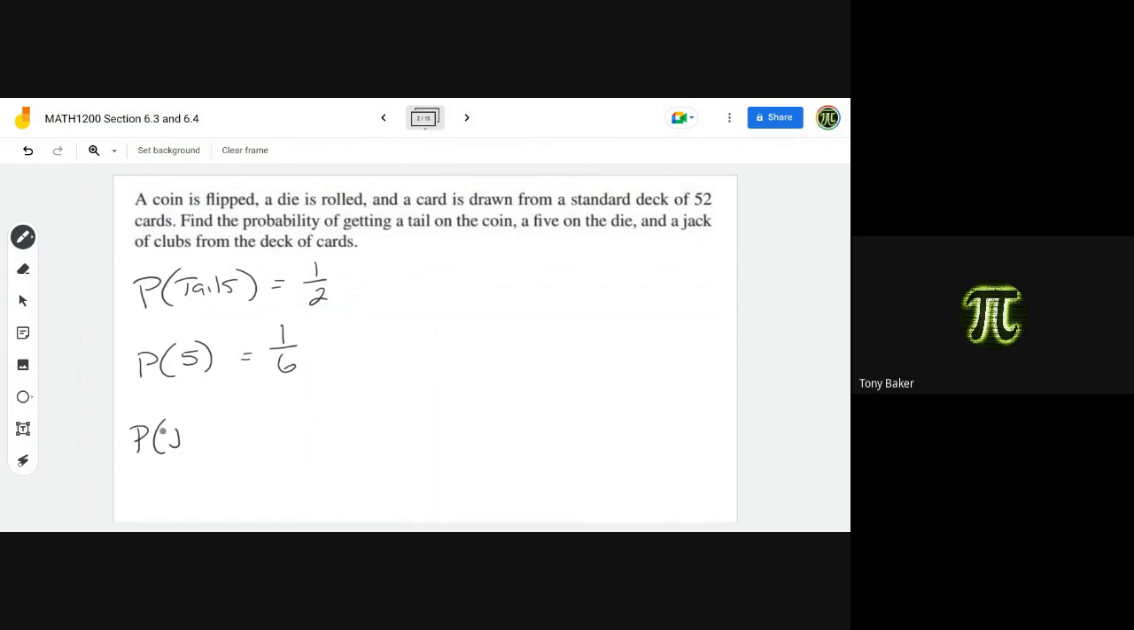And the jack of clubs. That'd be 13 out of 2. No. That would be clubs, but not a jack of clubs. How many jacks of clubs are there in the deck? 1 out of 52 cards.